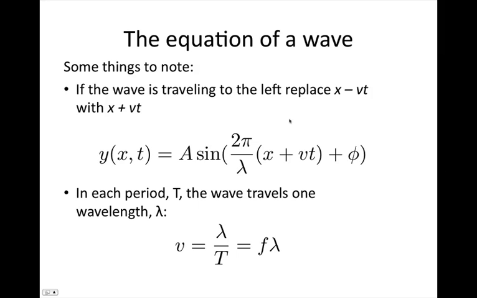Now, some things to note. If the wave is travelling to the left, so in the negative x direction, we need to replace x minus vt with x plus vt. So this would be the equation for a wave travelling to the left. Now, each period, the wave travels one wavelength. So the velocity of the wave is equal to the distance over time. Distance is one wavelength, time is the period. So we can write this as f lambda. This is a very important equation: v is equal to f lambda. The velocity of a wave is equal to the frequency times the wavelength.